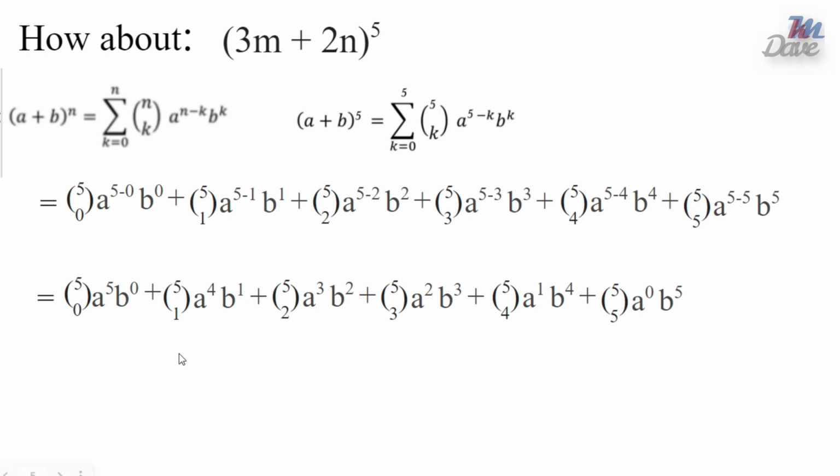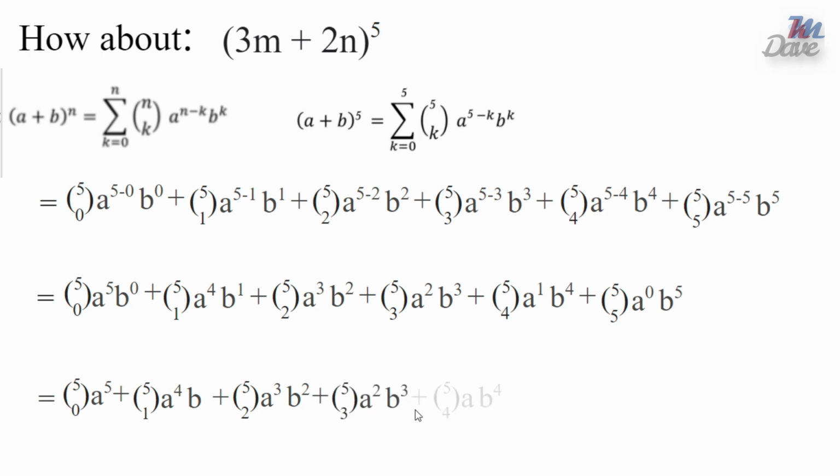And it's going to be like this. 5 chooses 0 times a raised to 5 plus 5 chooses 1 times a raised to 4 times b plus 5 chooses 2 times a raised to 3 times b raised to 2 plus 5 chooses 3 times a raised to 2 times b raised to 3 plus 5 chooses 4 times a times b raised to 4 plus 5 chooses 5 times b raised to 5.